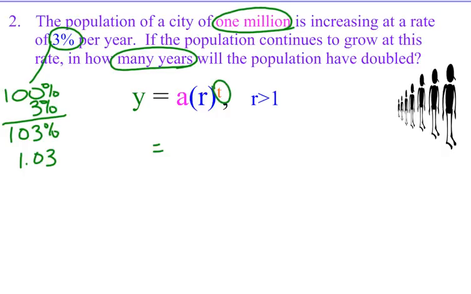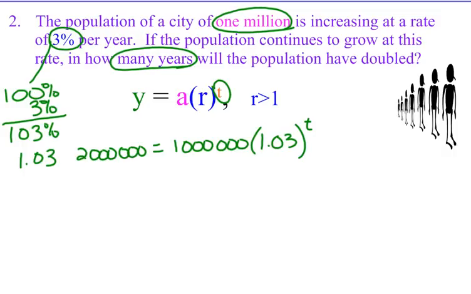So I have my A of 1 million, my R of 1.03, and my T is my variable. Now my Y value, remember Y is the amount at time T. So when we find T, they want to know how many people it is. Well, it says when will the population have doubled. So since we know it was 1 million, doubling would make it 2 million. They don't tell us that number, they expect us to dig that out of the information. So this is my equation. I want to know how long will it take for the population to go from 1 million to 2 million people in this city.